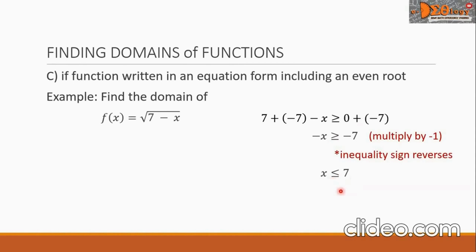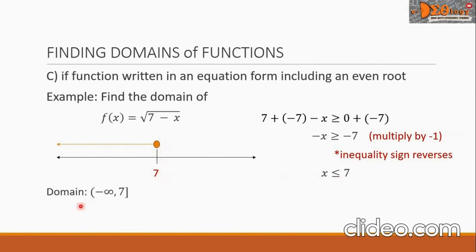Now, just to illustrate, we're going to put this on the number line. So here is the positive 7. So x less than or equal to positive 7 means those numbers on the left side of this positive 7. So this is our graph. And we put a solid dot on top of 7 because of the less than or equal sign. It means the number 7 itself is part of the solution.